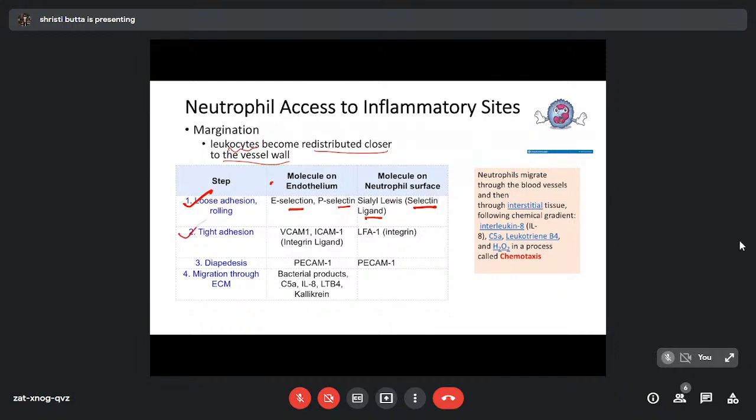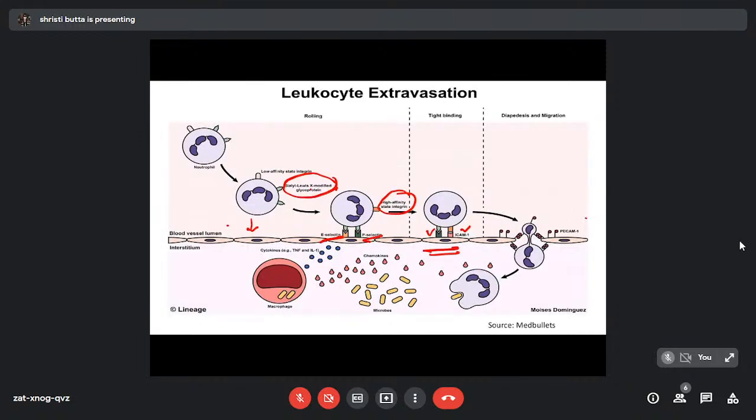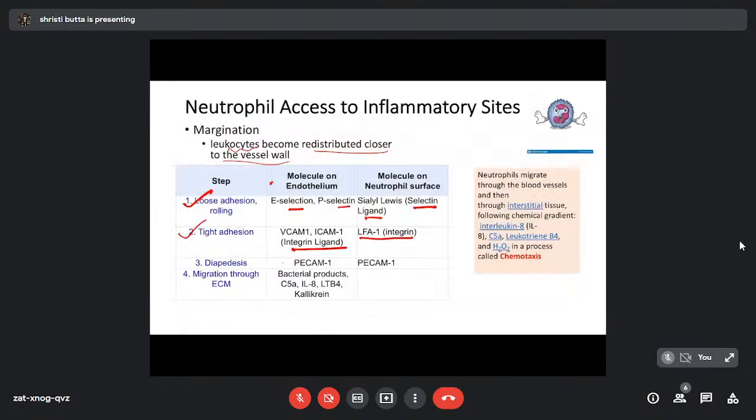The tight adhesion, on the other hand, is brought about by VCAM1 and ICAM1, which are the integrin ligands, and LFA1, that is the integrin expressed on the surface of the neutrophils. Subsequently, what happens is that there is diapedesis, which occurs because of the molecule PECAM1. PECAM1 is expressed both on the endothelium as well as the neutrophil.